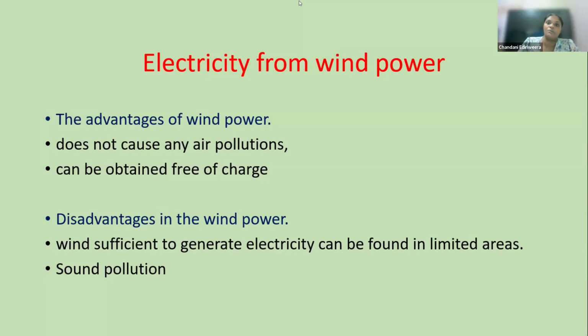Think about cyclones, right? When very big cyclones are there, they can take away houses, trees, roofs, everything. So that means the wind is very powerful. We can use that energy in a meaningful way through solar power and wind power.